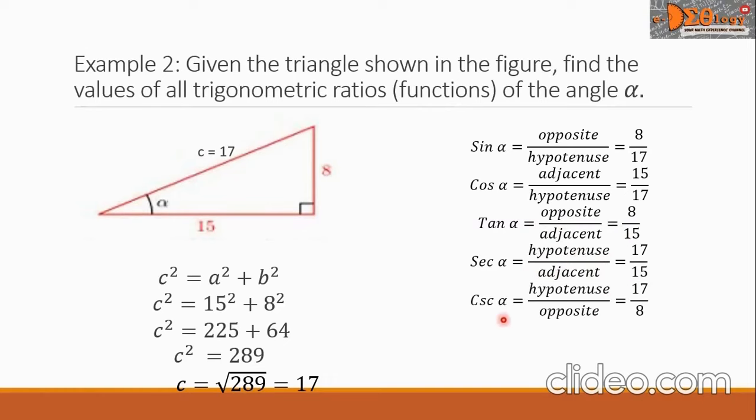Next is cosecant alpha, and the ratio is hypotenuse over opposite. The hypotenuse is 17 over opposite, which is 8. So cosecant alpha is 17 over 8. Last is cotangent alpha, and the ratio is adjacent over opposite. The adjacent side is 15 over opposite, which is 8. So cotangent alpha is 15 over 8. We have now written all the trigonometric ratios, and this is now the final answer.